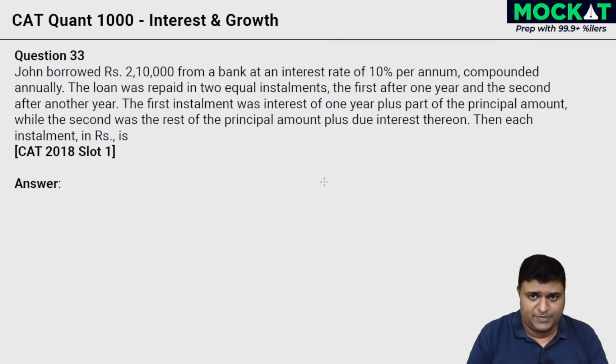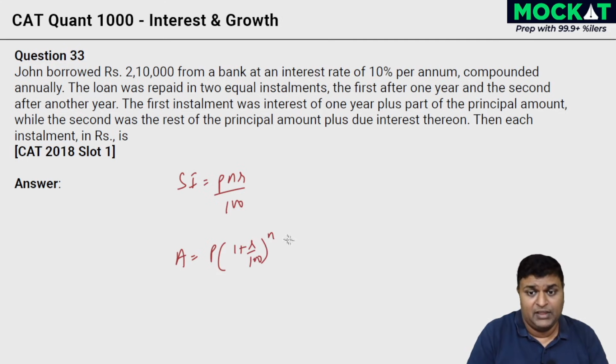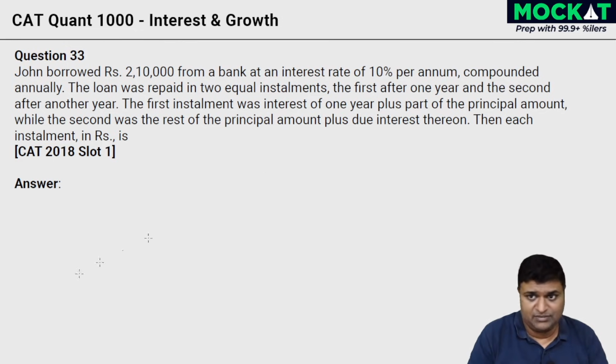From a formulaic perspective, what we are taught in school is just two basic formulae, right? Simple interest equals PR by 100, and for compound interest, amount equals P into (1 plus R by 100) whole power n. Now, how and why it works that way, we've seen in the lessons in the concept videos, right? Just go through that part.